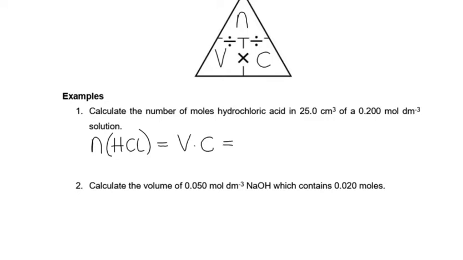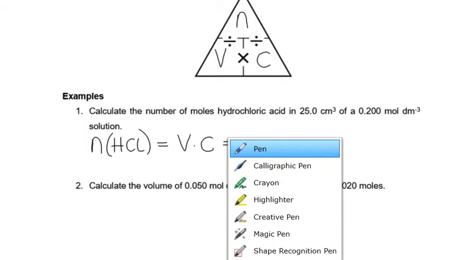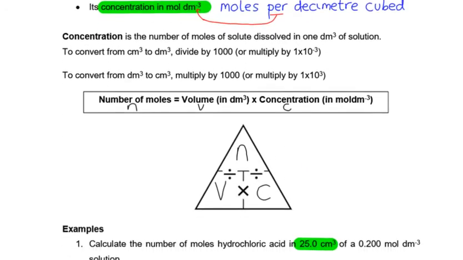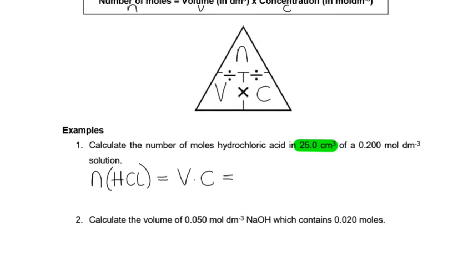And we need to think about where our volume is. So we go to our question and we find the volume. Now it's here, but it's being given in centimetres cubed rather than in decimeters cubed.